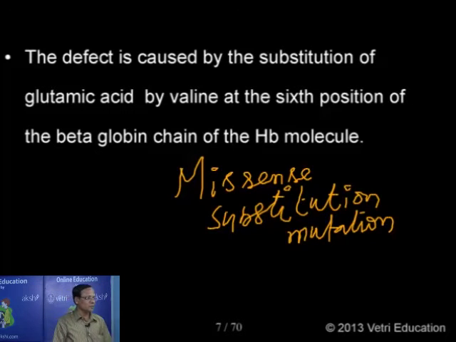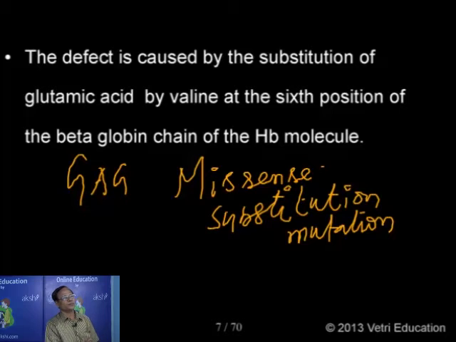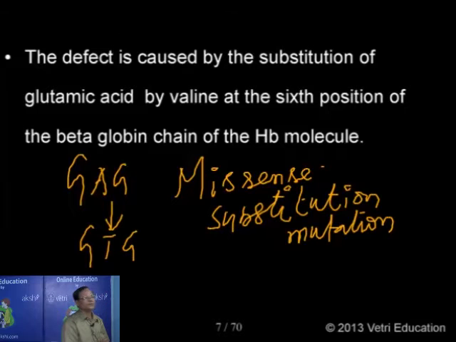So what do you mean by missense mutation or substitution? In the case of missense or substitution mutation, a particular nitrogenous base in a nucleotide in a DNA molecule has been replaced or substituted by another base. For example, I'm taking one codon, GAG. Suppose instead of GAG you have GTG. You see that one A has been replaced, and in that place T has been substituted. This is what we call substitution mutation or missense mutation.